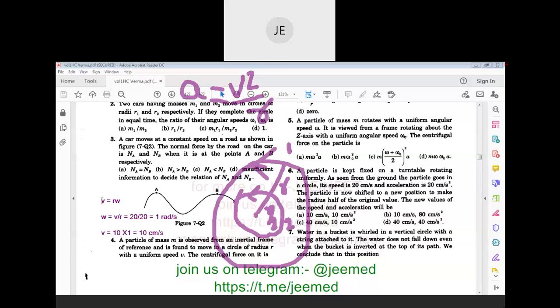And a is equal to what? Formula r omega square. Use that and you will get the answer. a is equal to r omega square. R is 10, omega is 1. So 10 centimeter per second square is the answer. Option A. Yes, correct.